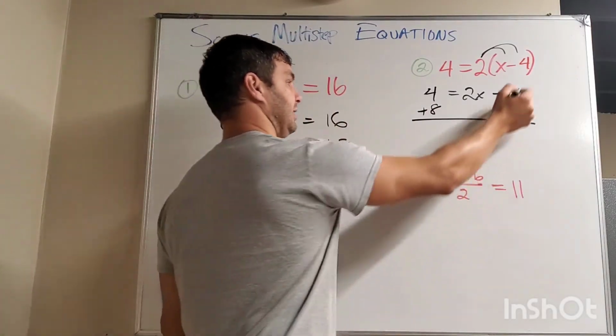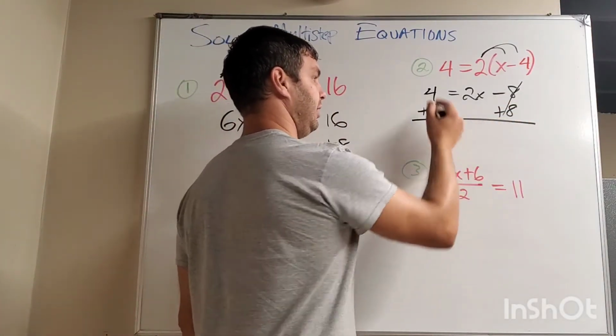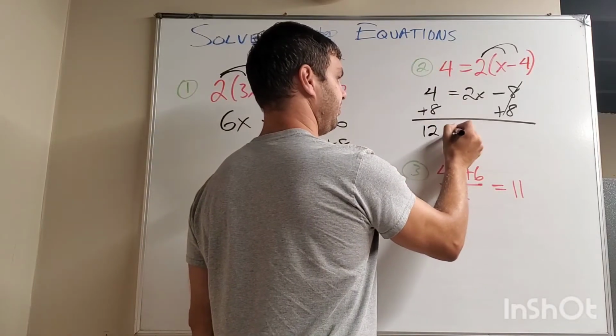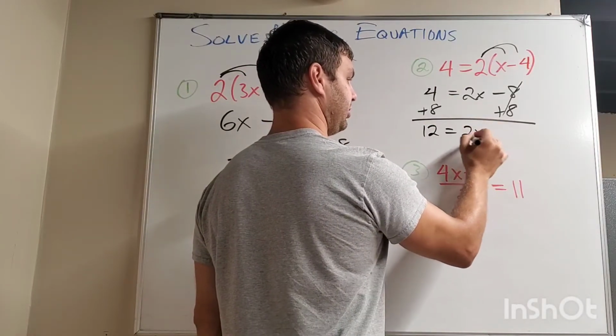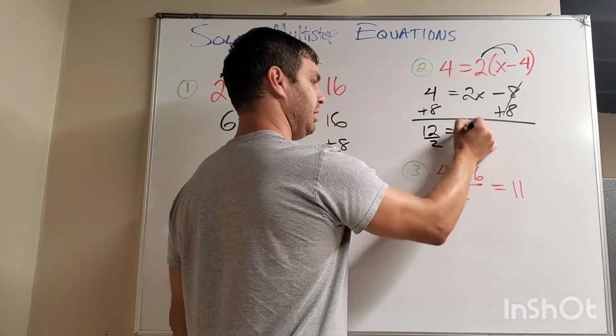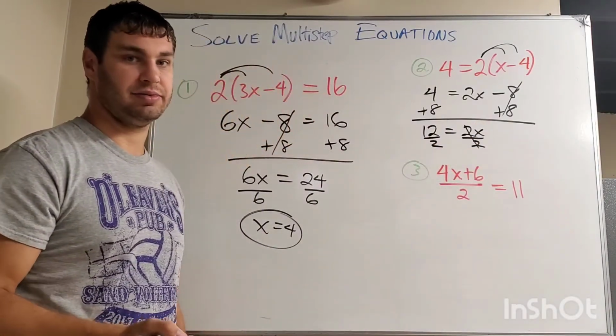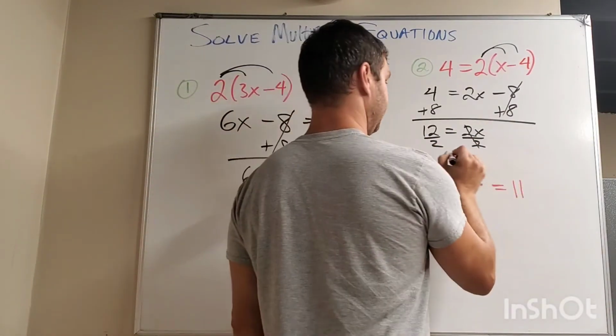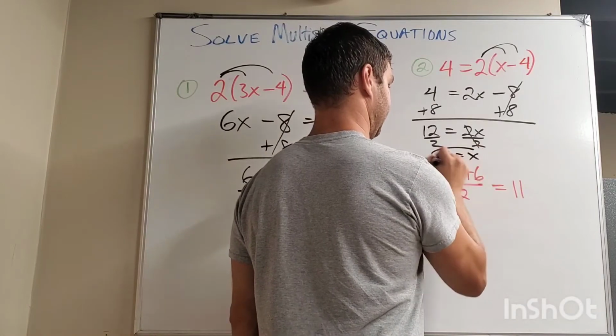What that does for me is it cancels the 8's on the right side. On the left side, 4 plus 8 is 12. And then it equals 2x. Divide both sides by 2 to get the x isolated. And 12 divided by 2 is 6. So we get 6 equals x.